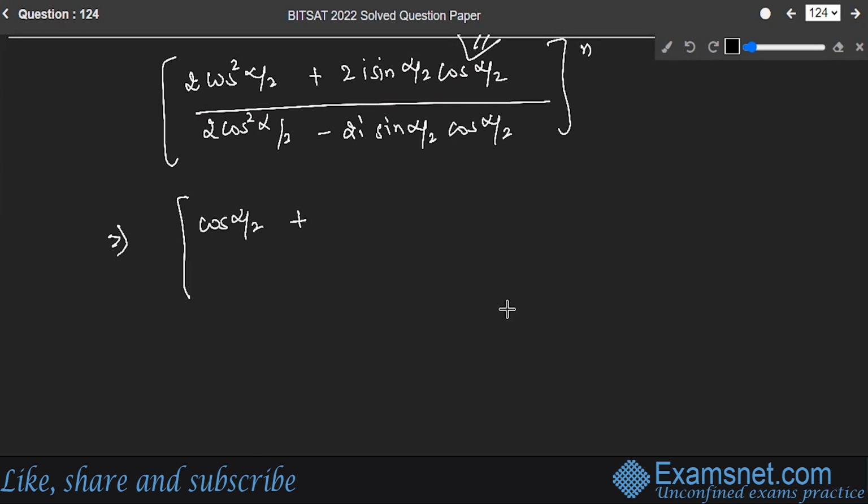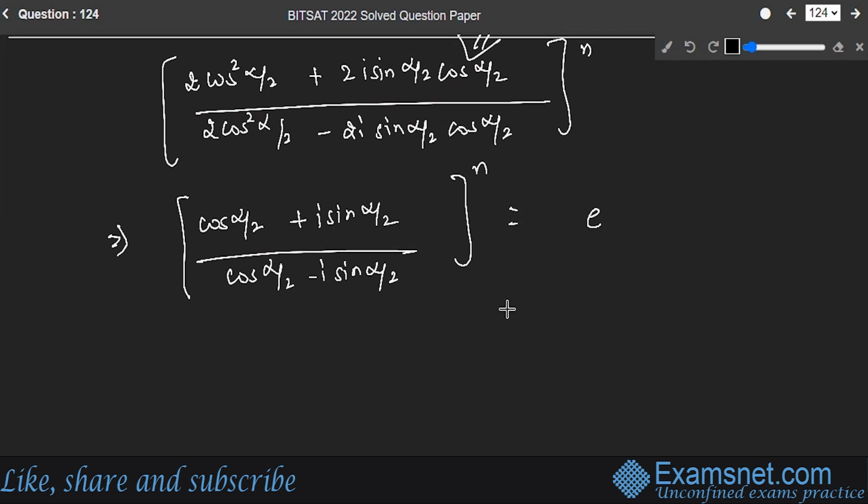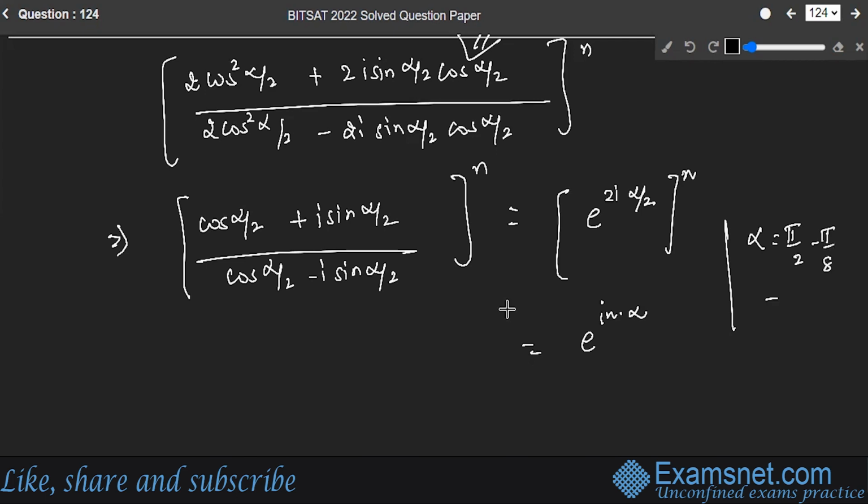(cos(α/2) + i sin(α/2)) divided by (cos(α/2) − i sin(α/2)), power n. This is equal to e raised to the power 2i(α/2), power n. So this is equal to, 2 and 2 will cancel, i n α. And what was your alpha? Alpha was equal to π/2 − π/8. So this is equal to 3π/8.